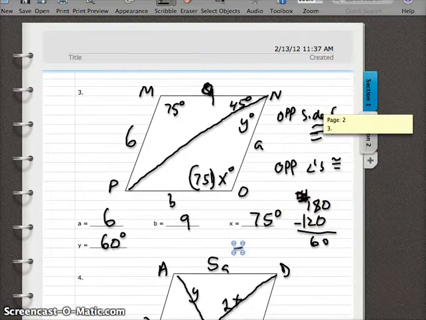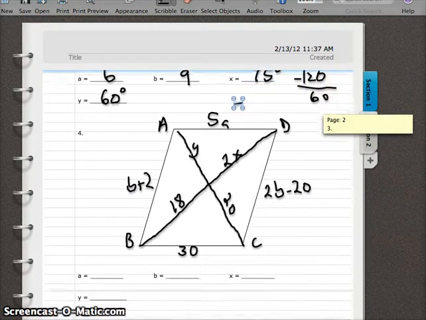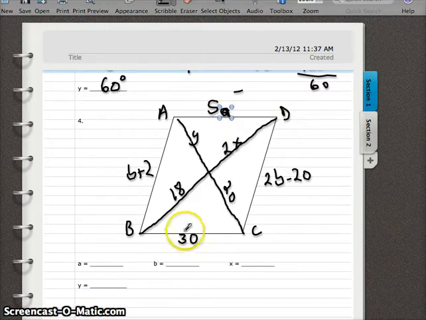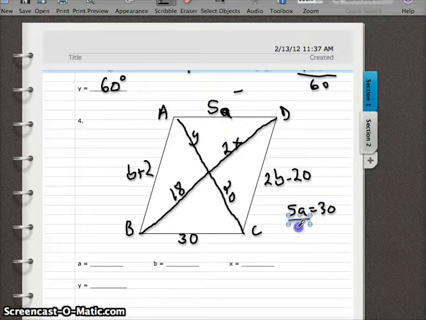Alright. So almost used up all of our properties so far. Again, on this example, we got opposite sides here. We're looking at variables that deal with opposite sides. So this 5A must be equal to 30. So let's set it equal to 30. 5A equals 30 and solve for A. And divide by 5. A must be 6.